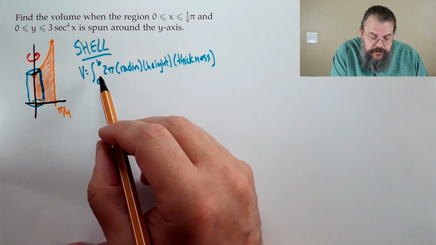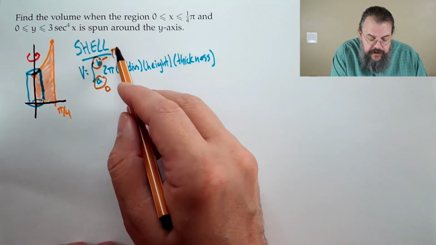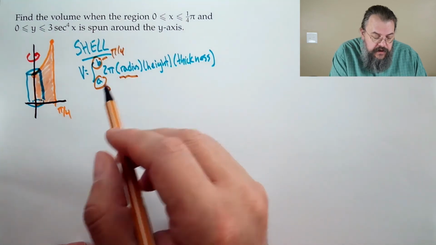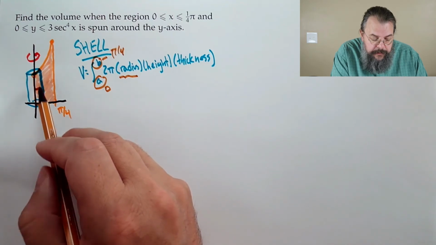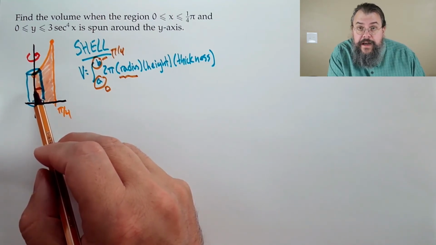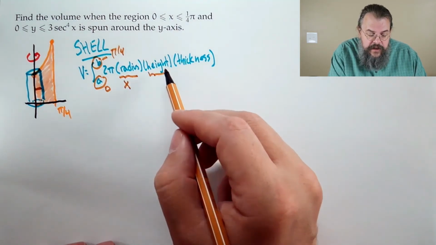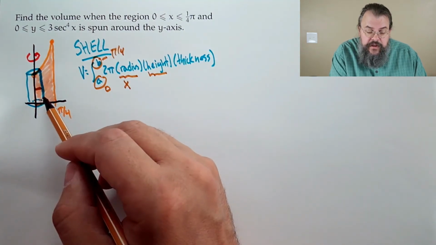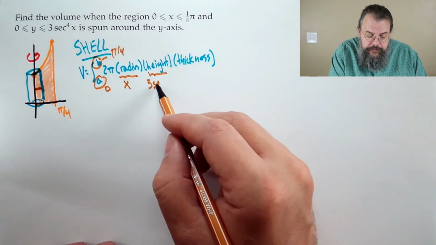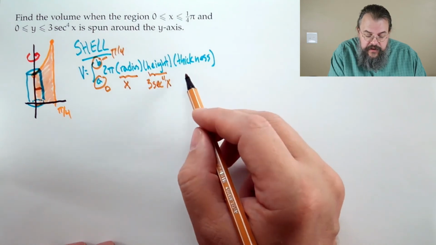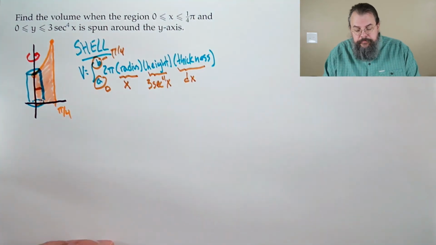Our volume goes from 0 to pi over 4, right? So that's our A and B. So 0 and pi over 4. That's not so bad. Our radius is that distance from the thin sliver that we're going to spin to, in our case, the y-axis. So in our case, it becomes x. The height is the length up and down. So that's the length from 0 to 3 secant to the 4th x. And our thickness, that's just a little tiny width, and that is what corresponds to dx.